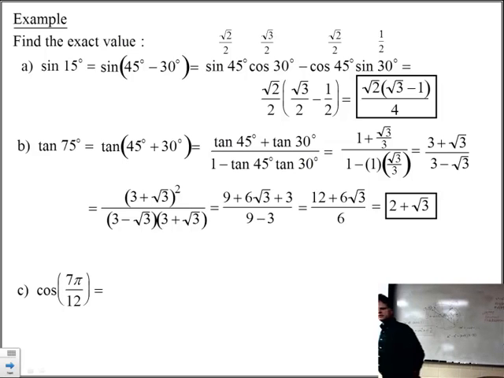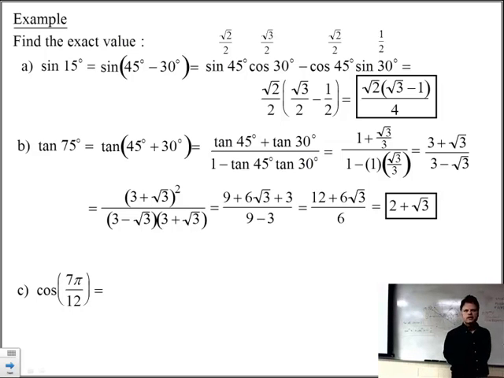Cosine of 7 pi over 12. Can you express that as the sum of two special angles? Yes. The answer is yes. Care to elaborate? Yeah. So 3 pi over 12 plus 4 pi over 12. But 3 pi over 12 is pi over 4, and 4 pi over 12 is pi over 3. And those are both special angles.